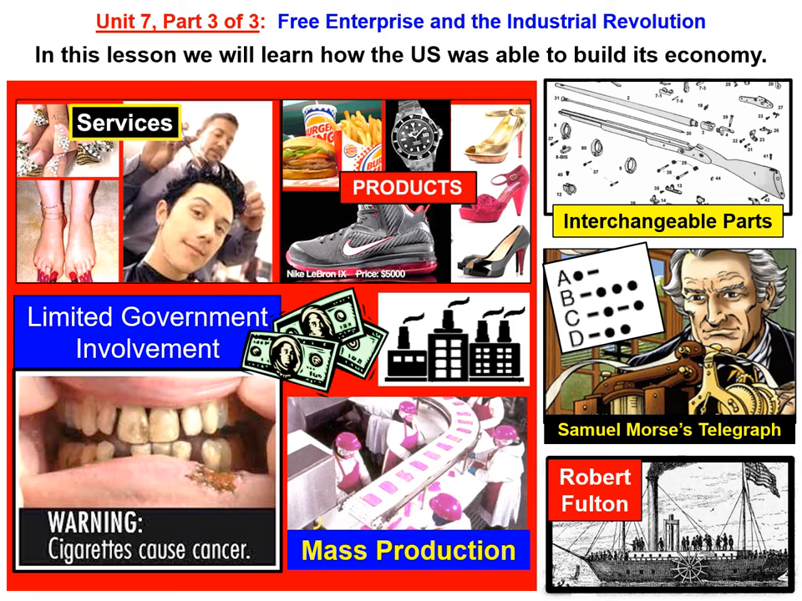This is the third and final lesson from Unit 7, and then we're going to move on to Unit 8, which is the Road to Civil War. So with Unit 7, this last lesson is about free enterprise and the Industrial Revolution. We're going to learn about how the United States was able to build its economy primarily through free enterprise and the Industrial Revolution.